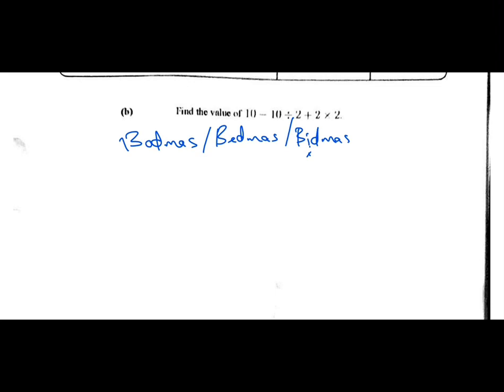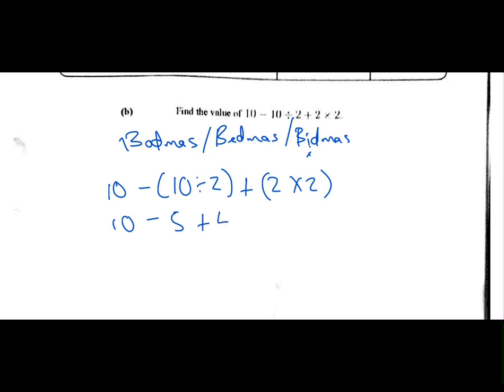Here we can see that we have 10 divided by 2 in the middle, so we're going to put it in brackets. So it will be 10 minus, in brackets, 10 divided by 2, plus, in brackets again, 2 times 2. So we operate that: 10 divided by 2 gives us 5. 2 times 2 gives us 4. 10 minus 5 plus 4. We can do the addition first and then the subtraction later, or just straight 10 minus 5, that's 5, 5 plus 4, giving us 9.